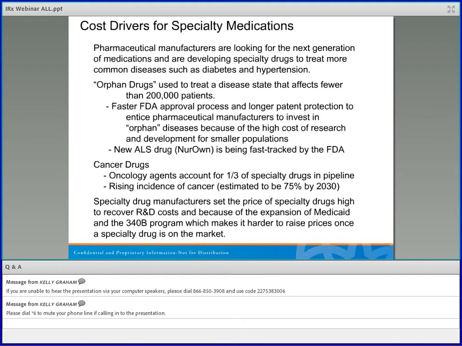And also the other reason you're seeing pharmaceutical manufacturers put more R&D, or research and development, into these orphan drugs is because there's a faster FDA approval process and they have a longer patent protection, which means they have the ability to recover those costs and make more money over time from drugs used to treat those orphan diseases, and that helps them recover those R&D costs over time.